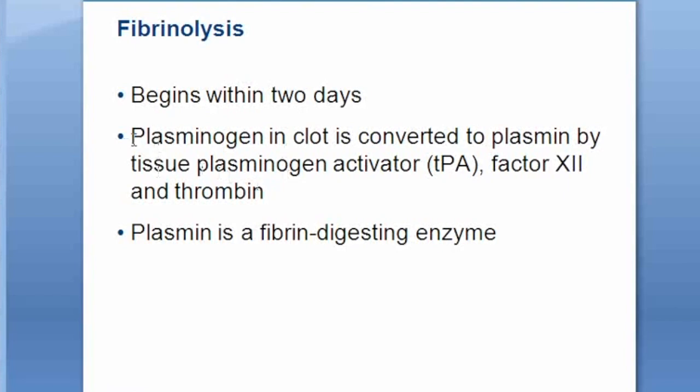Who would have guessed that there's an inactive blood protein, right? That's what "ogen" means, that becomes activated through a certain mechanism that you don't really need to know the whole mechanism. But plasminogen is converted into plasmin, and it starts to bust up the fibrin and break up the clot.